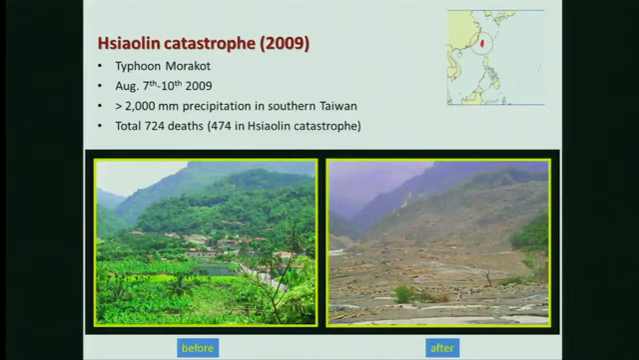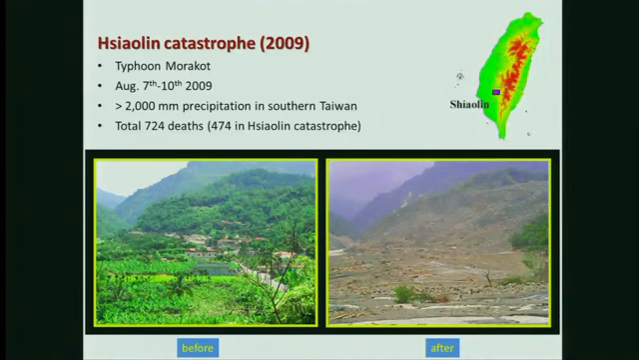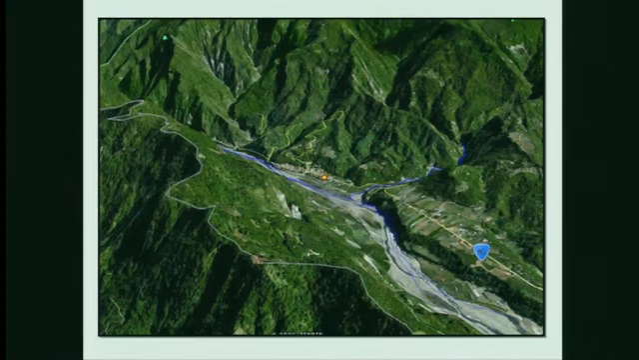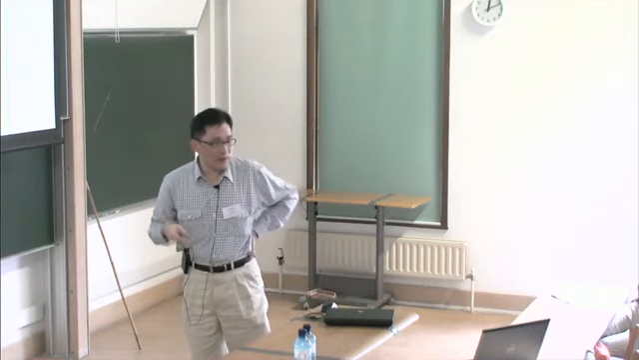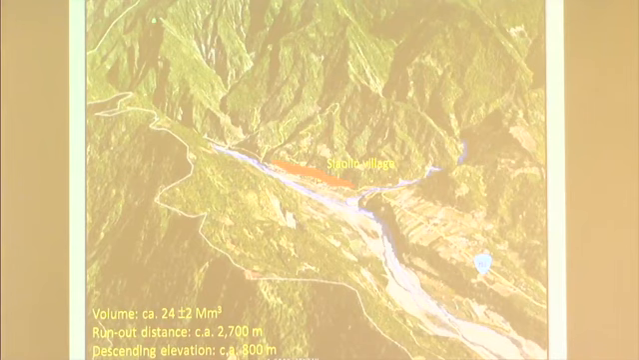Let's have another view. Okay, this is an aerial photo of the Shaolin area. We can find this is the Shaolin village, and the landslide was initiated from this area. The total volume is about 24 megacubic meters, and the runout distance from here to here is about 2,700 meters, and the descending elevation is about 800 meters.